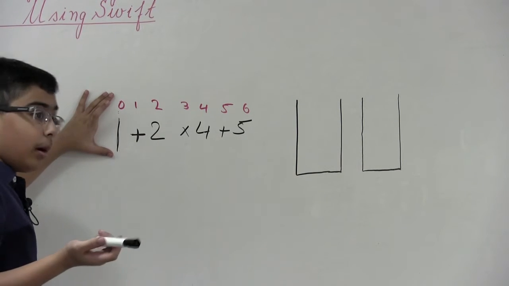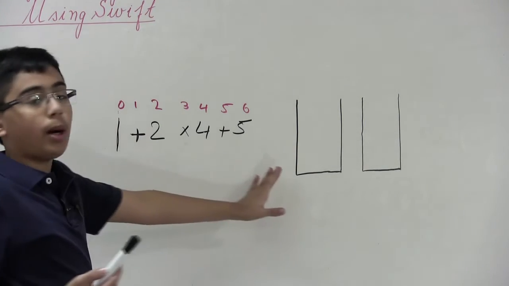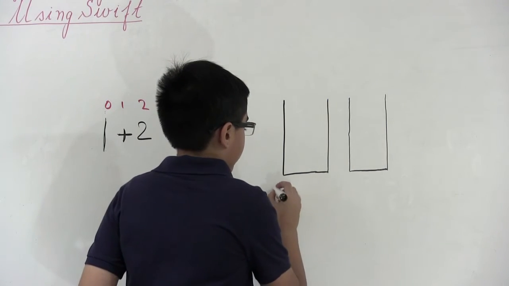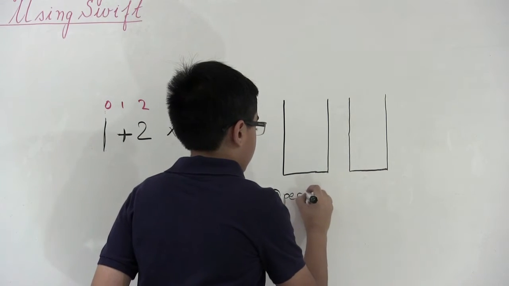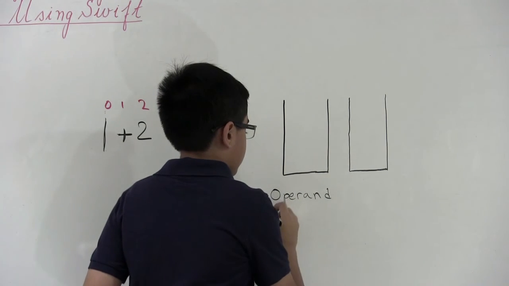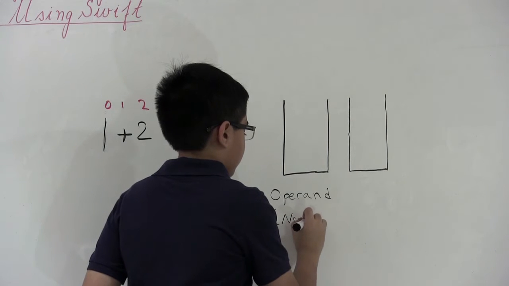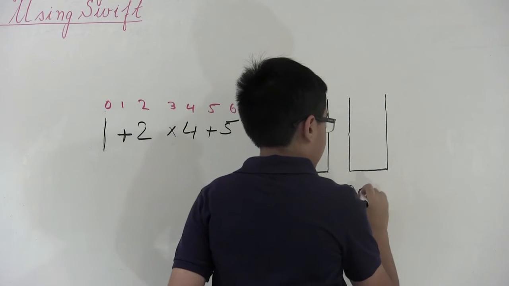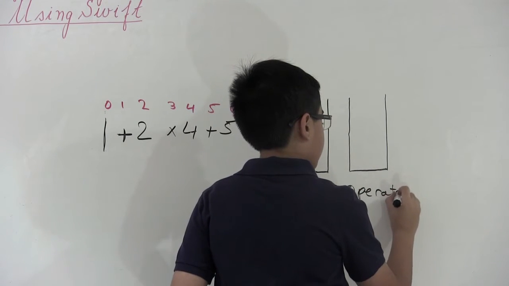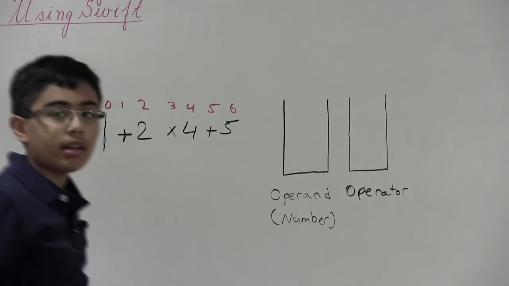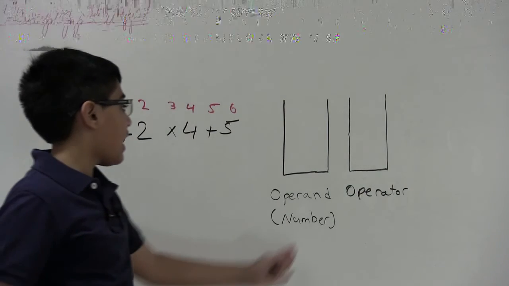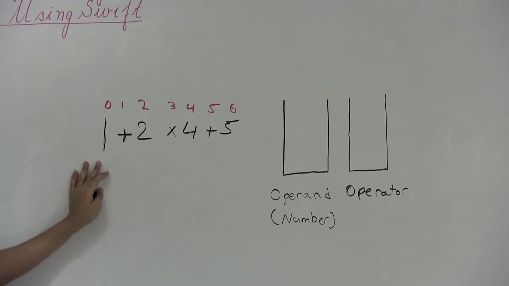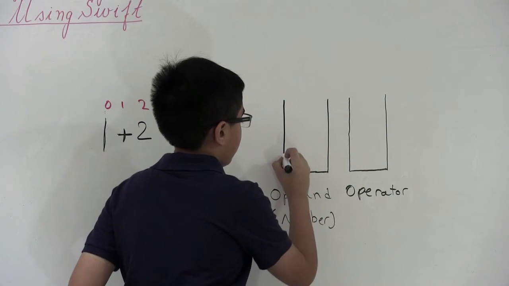Whenever you find a number in this expression, just add it to the operand stack. In order to differentiate between these, this is the operand stack, or the number stack, and this is the operator stack. There's no other real name for it. So when we see a 1 over here, we just immediately take the 1 and push it in here.